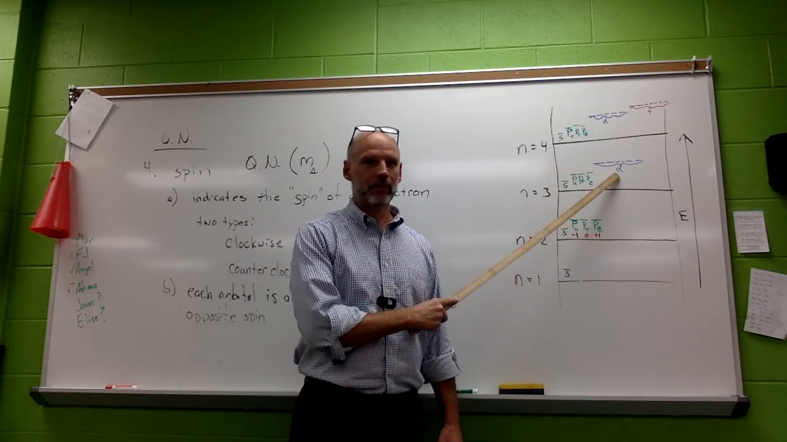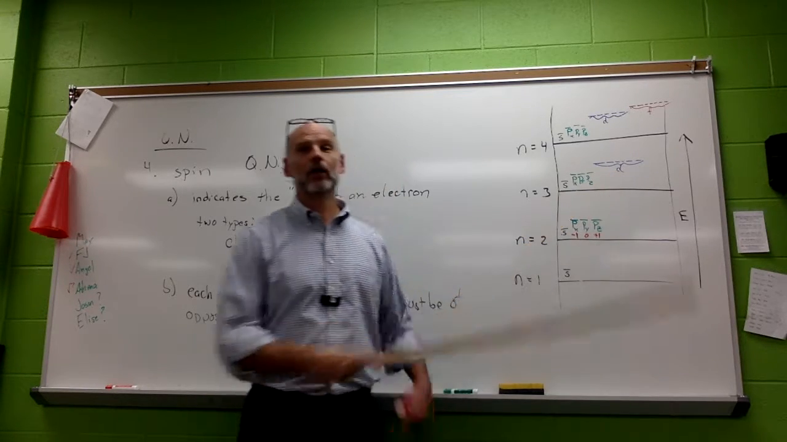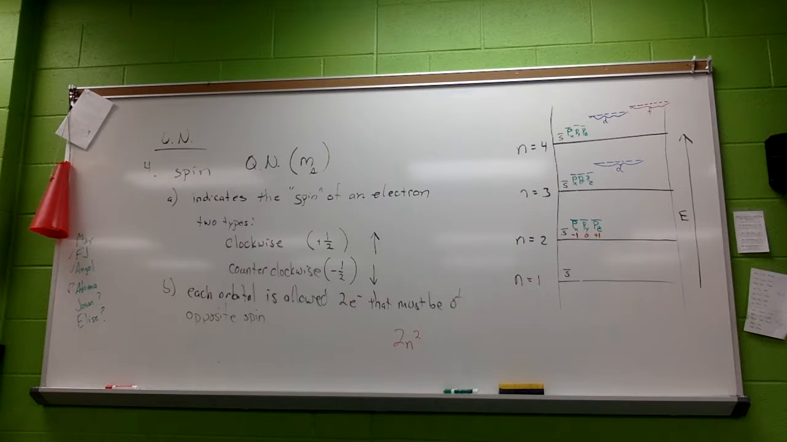How many d orbitals? 5. How many electrons per? 2, for a total of 10. 1, 2, 3, 4, 5, 6, 7, 8, 9, 10. These are the d orbital filling groups. And how many f orbitals? 7. How many electrons? 14. Now, remember, these 2 electrons or atoms here go here, right? You guys know that. So, 1 through 14. Those are the f orbital filling groups.